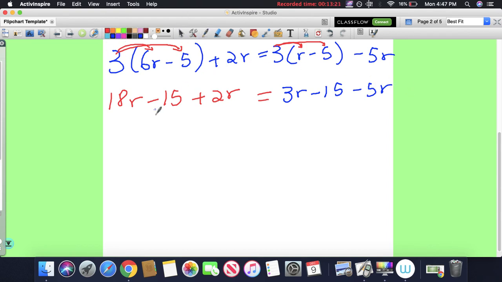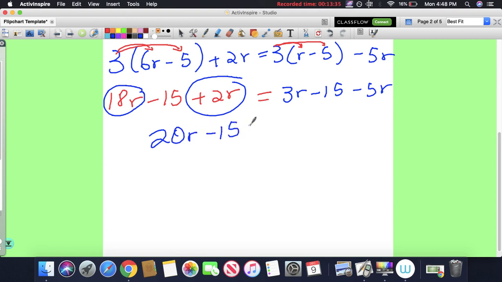Combine like terms. Look at each side individually. Look at the left side. Can I combine anything? Yes, I can. I can put this guy over here, it's this guy, because they're both r's. So 18r plus 2r is simply 20r, and then minus 15. On the right side, can I combine anything? I can. It looks like I can combine the 3r over here with the negative 5r. So 3r minus 5r, you should get negative 2r, and then the minus 15. So distributive property, check. Combine like terms, check.